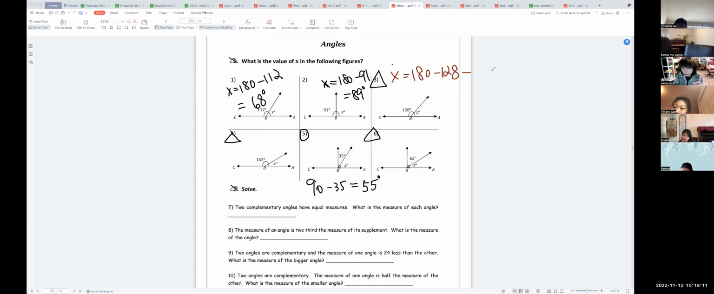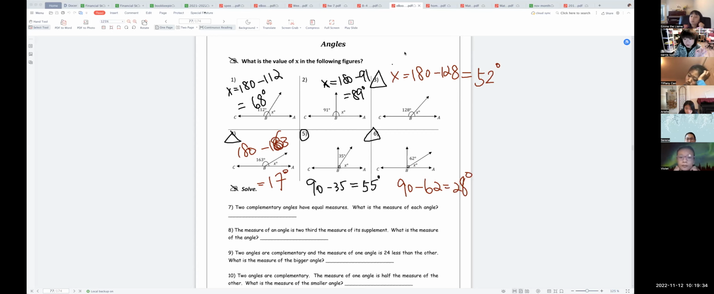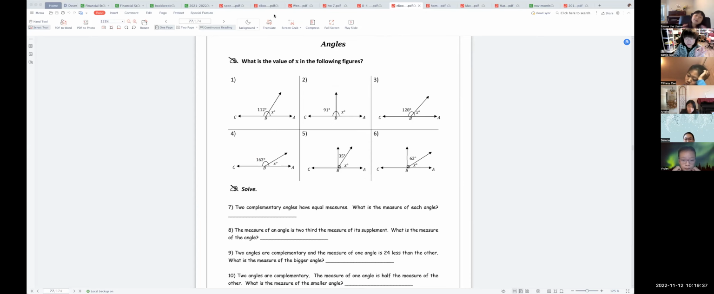181 minus 128 equals, I'm done, Carrie. Very good, 52 degrees. And they are supplementary to each other. 180 minus 163 equals 17 degrees, and they are supplementary to each other. And 90 minus 62 equals 28 degrees, so they are complementary to each other. Okay, very good. Okay, so now let's take a look at number 7.